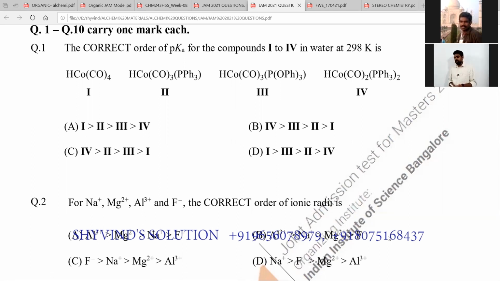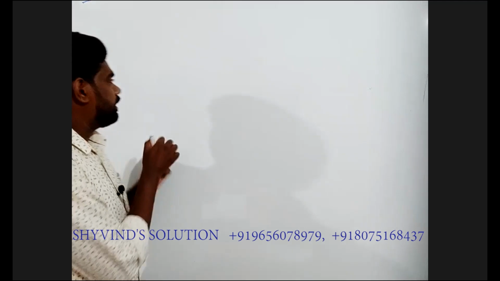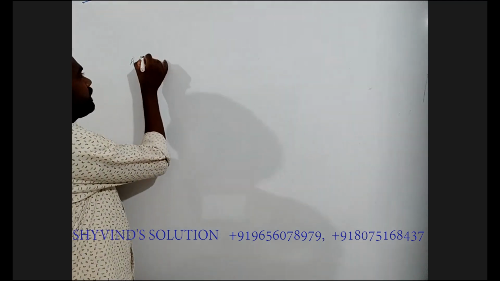The correct order of pKa for the compounds 1 to 4 in water at 298 Kelvin is. The molecules given are HCo(CO)4, HCo(CO)3PPh3, HCo(CO)3P(OPh)3, and HCo(CO)2(PPh3)2. Okay, let's see how we can solve this and find the answer. So the question is like this. Four options are given.